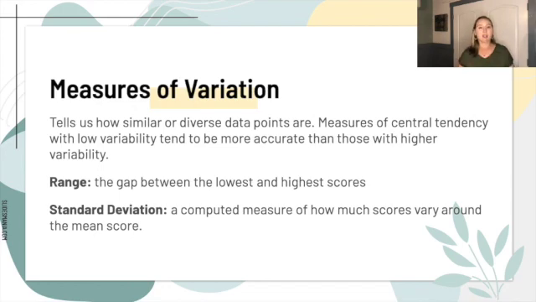So if you take the highest score and you subtract the lowest score, that number is the range. The standard deviation is a little more complex. It is a computed measure, through a very complicated formula, of how much scores vary around the mean. So you have your center point, you have your mean, right? Is the next highest score 2 points away or is it 10 points away? And so the closer those scores are together, the lower the variability, and the further apart they are, or the more distance between them, the higher the variability.